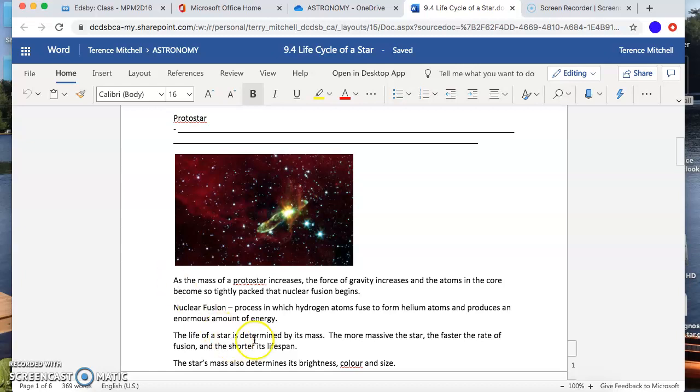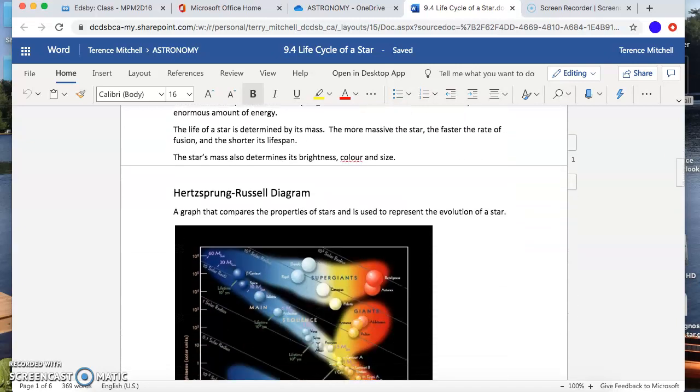Now, the life of a star is determined by its mass. The bigger the star, the more gravity it has, the faster fusion happens. So large stars have a shorter lifespan. Smaller stars with less gravity, fusion happens slower, so they have a much longer lifespan, and we are right in the middle. We're not big, we're not small, or our sun isn't anyways. The star's mass also determines its brightness, its color, and its size.